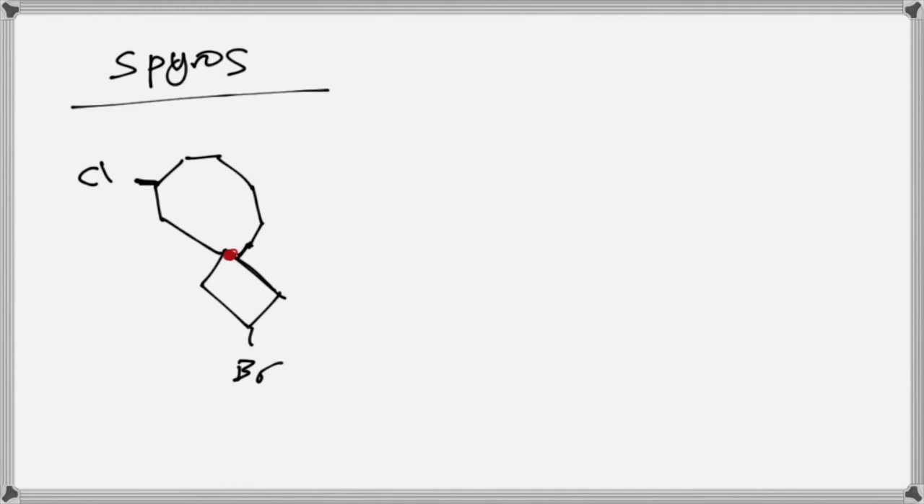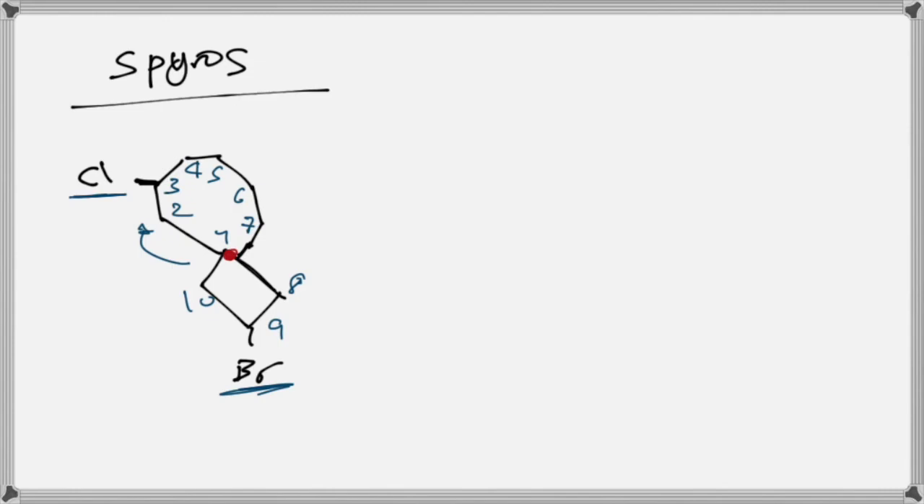So at the end, it would be 1. Remember, always this way, not this way, because in this way, this one is going to have the lowest number. So it's going to be 2, 3, 4, 5, 6, 7, 8, 9, and 10. And we're going to see that we have a 3-chloro here and also a 9-bromo here.